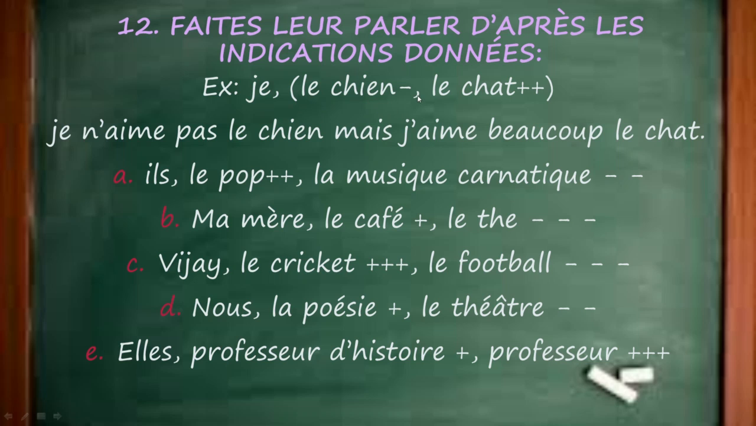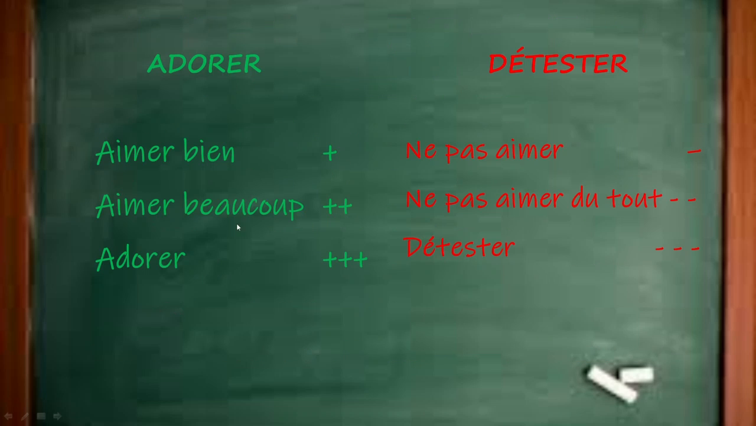And then you got to continue with me here. But, okay, I don't like dog, but I like cats a lot. Because there are two plus, you got to use aimer beaucoup. In the previous slide we saw aimer beaucoup, which means 2 plus. Adorer is 3 plus. You got to remember this, right?